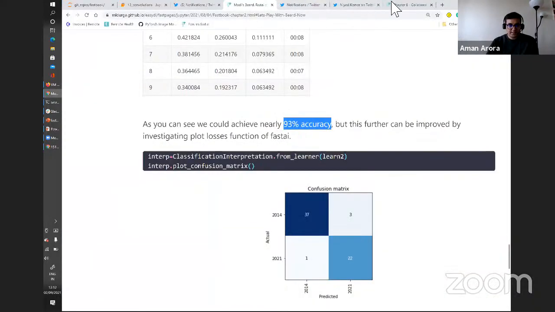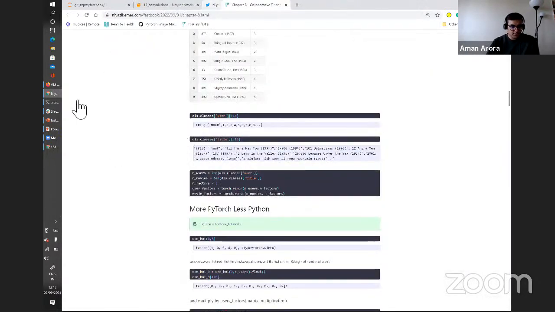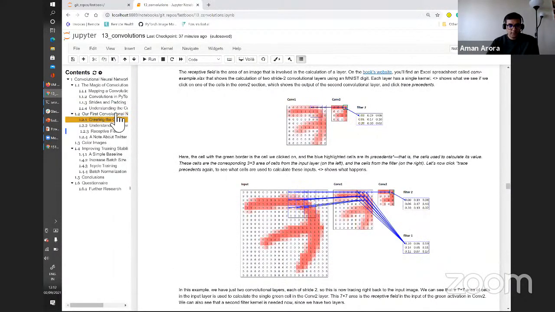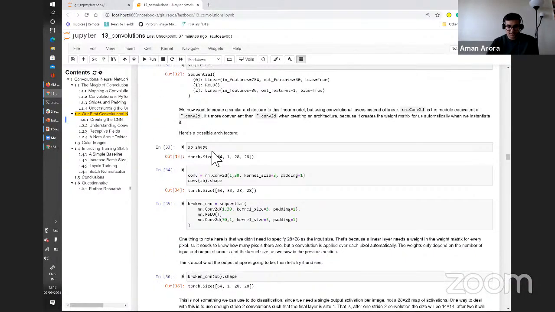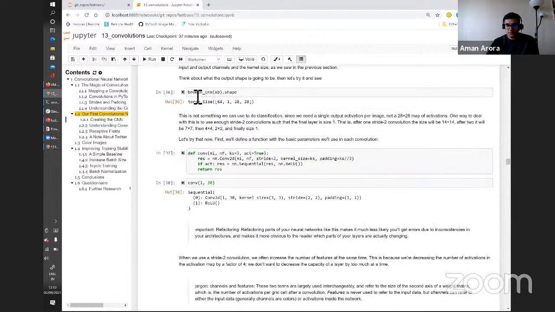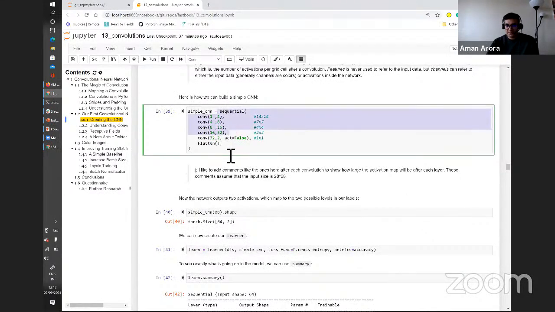So one of the things I did ask, so we'll go back to chapter 13. Let me just close all of this. So we'll go back to chapter 13, and where we finished last time was we created our simple net. So we saw what a broken CNN is. We saw what the output shapes are. We saw what a simple CNN looked like.